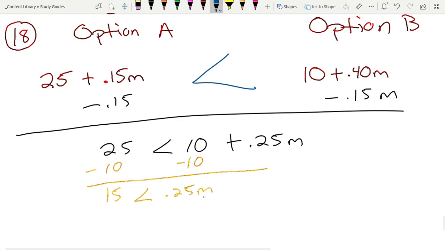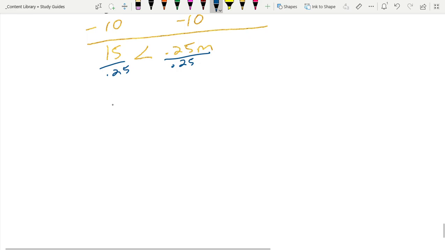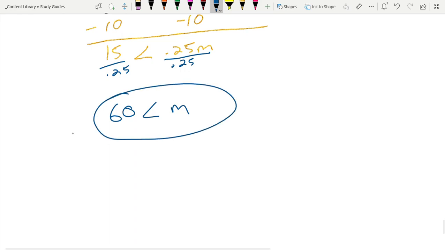And then we have to get rid of that 0.25. It's a multiplier, so we're going to divide. And 15 divided by 0.25 is 60. So if you're going to drive over 60 miles, you would pick option A. If you're going to drive under 60, option B would be better for your budget.